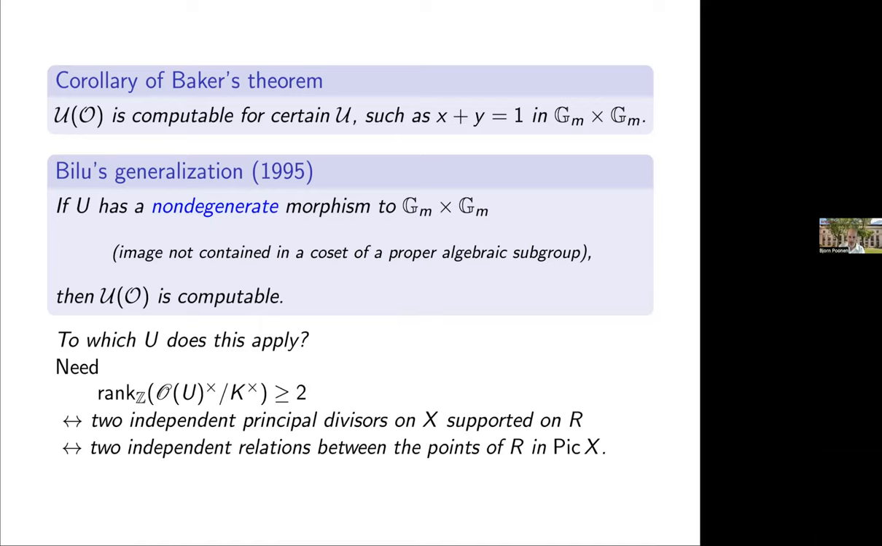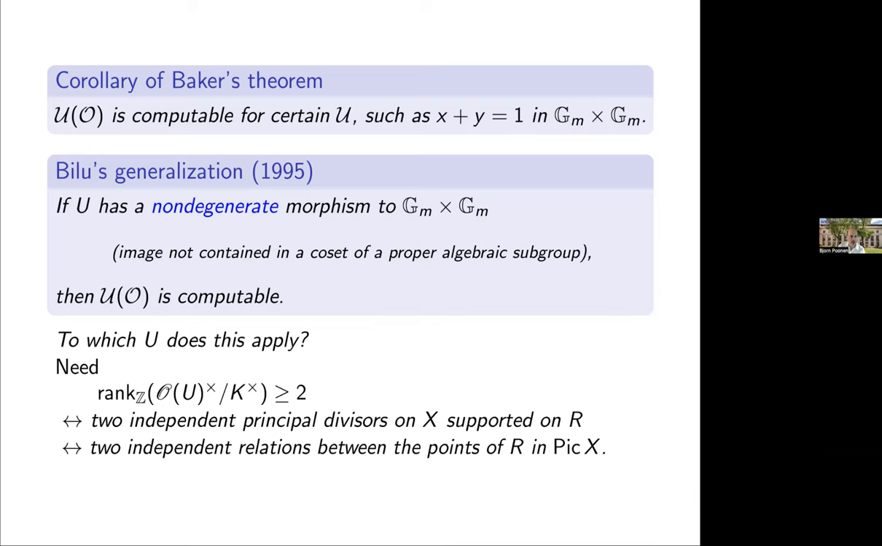Another way of saying that is, if you have a degree zero divisor on X, and you want to know whether it is a principal divisor, that's the same as asking whether that divisor adds up to zero in the Picard group, or you can think of it as the Jacobian if you want. And so this condition is equivalent to having two independent relations between the punctures, where the relations are supposed to happen inside the Picard group. It's a sort of subtle, arithmetic condition that you need these points to have these relations. There are many curves which will not have such relations. A simple example is if you only have one puncture, if R is just a single point, then there are not going to be any relations at all. So you need more than one point in order to apply this method directly.